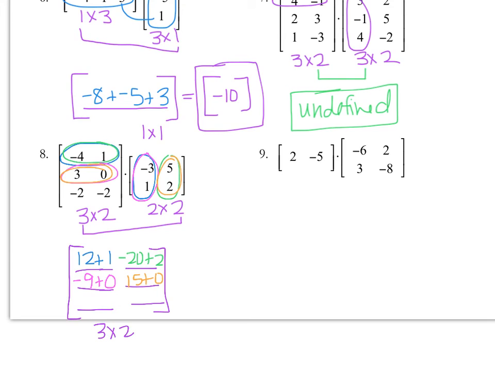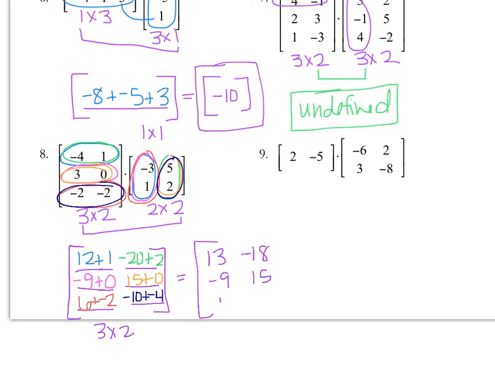And now we're on to the last row. Last row times first column. That's 6 plus negative 2. And then I need one more color here. Last row, last column, we got negative 10 and negative 4. And then we just simplify this down. That's going to be 13, negative 18, negative 9, 15, 4, negative 14. And there's your answer.